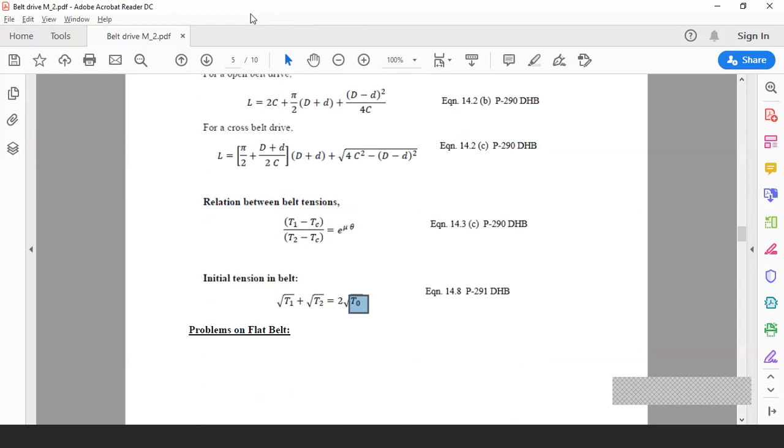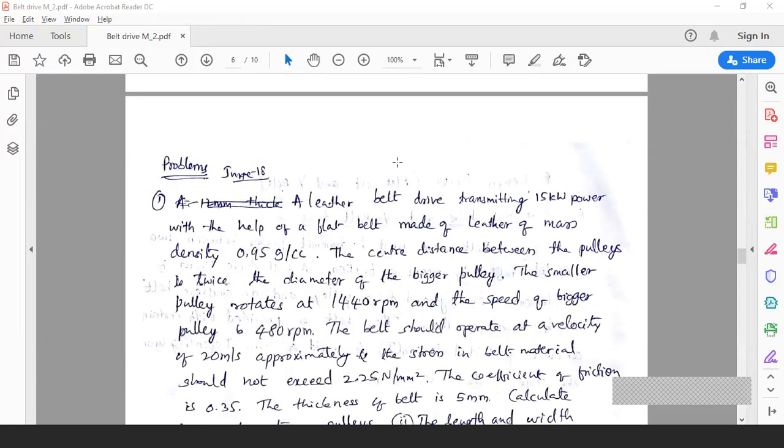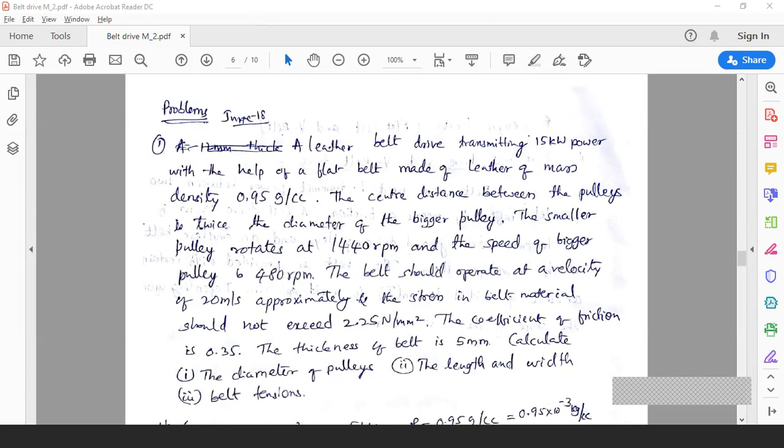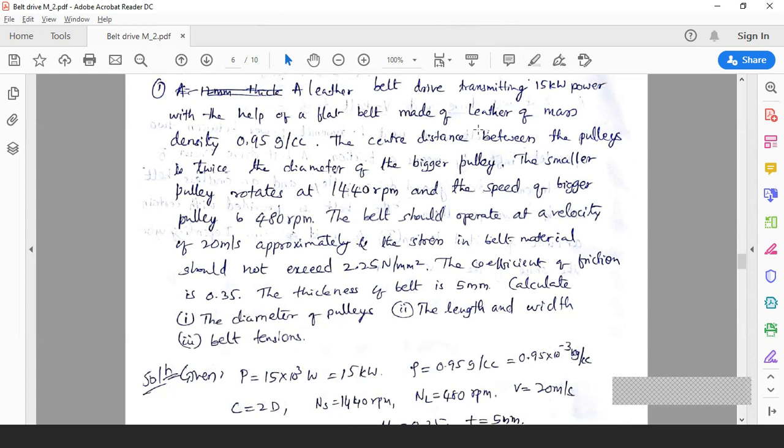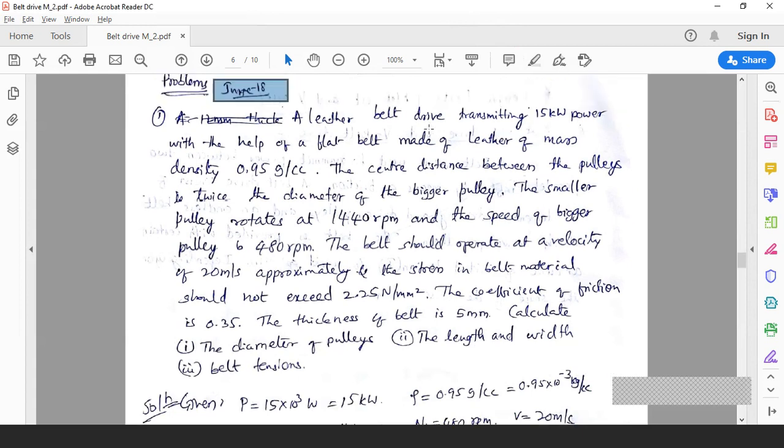Okay. So let us proceed with the next part now. A problem. Here I have taken one of the problems on belt drive. Here the belt is made of leather. This was asked in one of the previous question papers, June 18. A leather belt is used to transmit 15 kilowatt of power with the help of a flat belt made of leather.